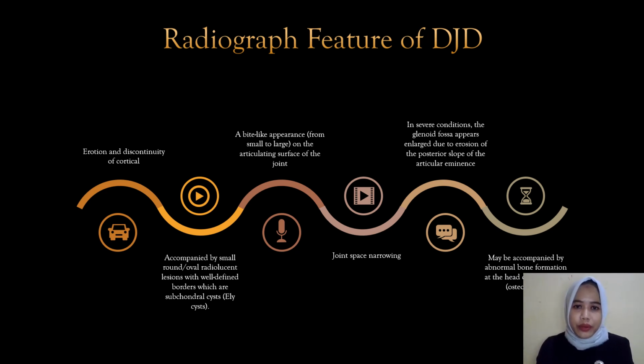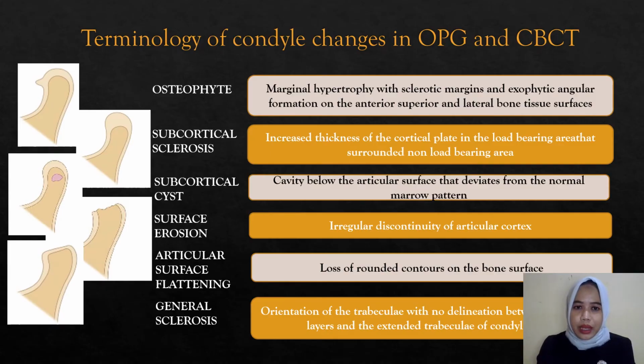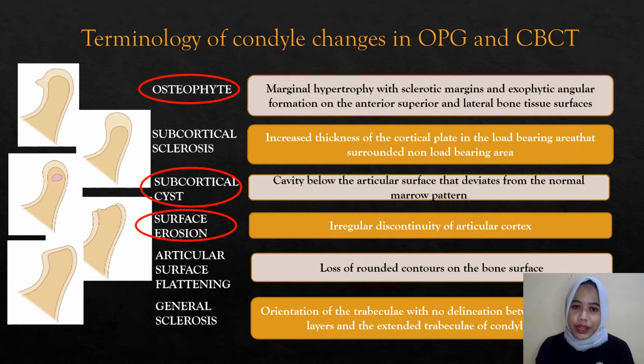This is the radiograph feature of degenerative joint disease. There are some signs of osteoarthritis that can be assessed from orthopantomograph and also CBCT. A case should have at least three of these signs to be suspected as osteoarthritis. In this case, we found osteophyte, subcortical cyst, and also surface erosion. That's why we conclude that the suspected diagnosis of this case was osteoarthritis of the temporomandibular joint.